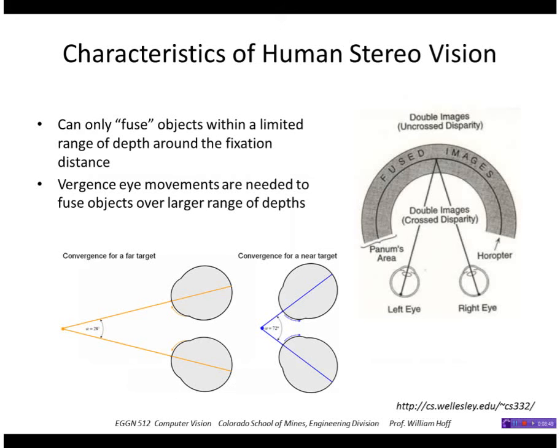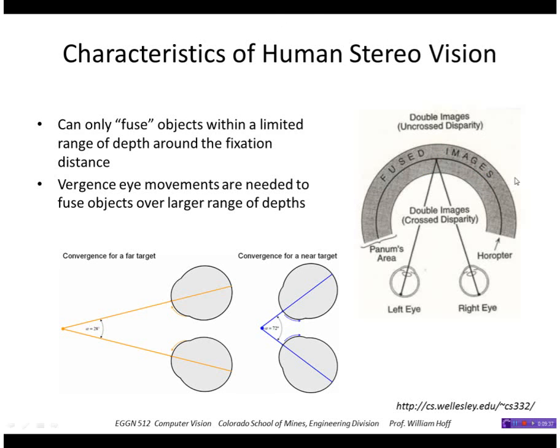Another thing we could look at is the capability of human stereo vision to fuse a range of depths. In human vision, we can rotate our eyes to focus or converge at a particular depth. The points that are at that depth form a curve. Actually, it's a surface, called the horopter. If you are verged at that particular distance, then you can fuse points that are a little bit further and a little bit closer than that depth. That area that you can fuse is called Panum's fusional area.